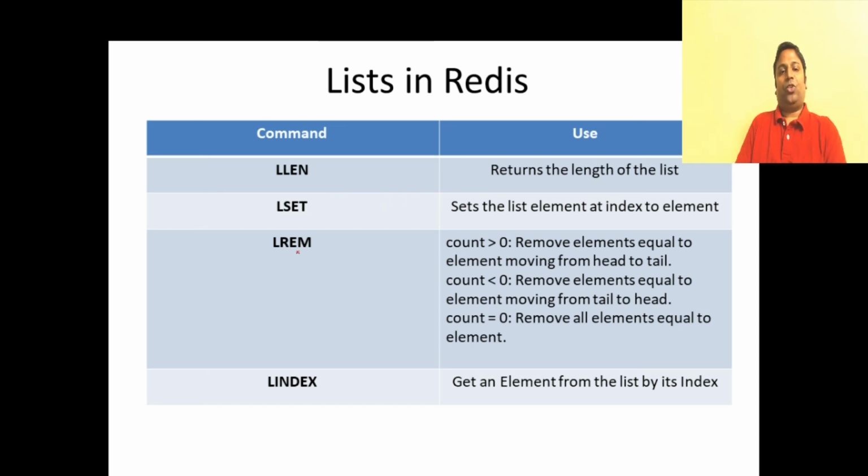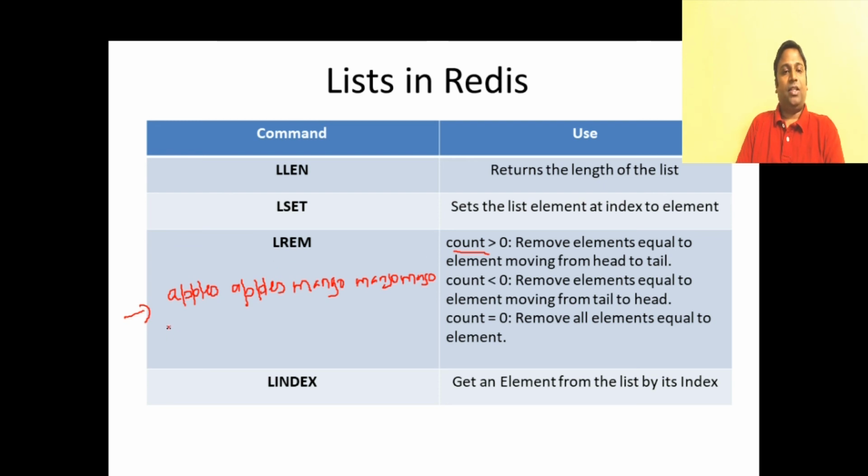lrem is quite interesting. Let me consider a list here. Say I have apples, again apples, and then mangoes, and then again a mango, and then again a mango. Let me consider a list having items like this. So let's look at how lrem works.